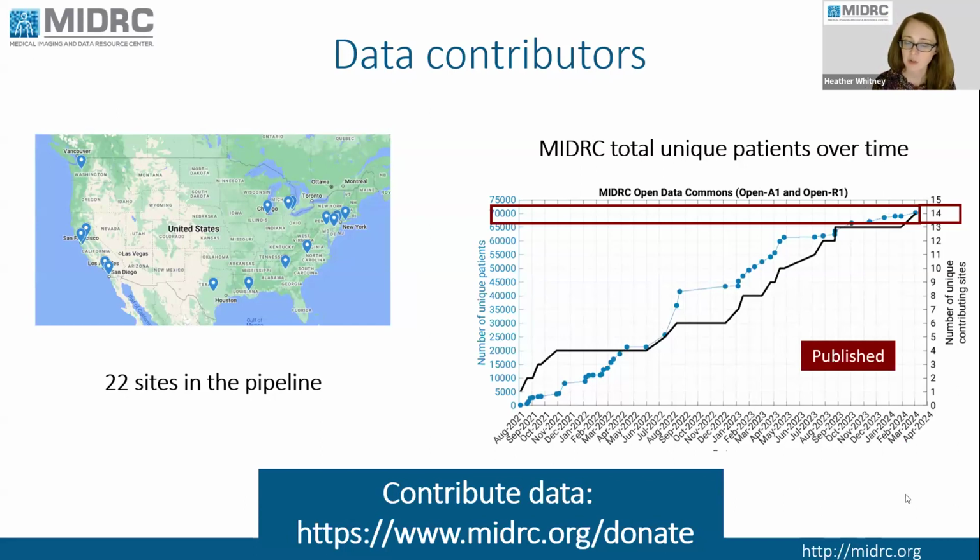If you think about those numbers we showed on a previous slide about the different imaging studies that are available, and tally that in terms of unique patients, we're looking at about 70,000 unique patients represented in the MIDRC Open Data Commons. And as always, we like to remind you that we very much want to hear from anybody who wants to donate data. So you can go to midrc.org and maybe get your institution on our list of contributors. Next slide.